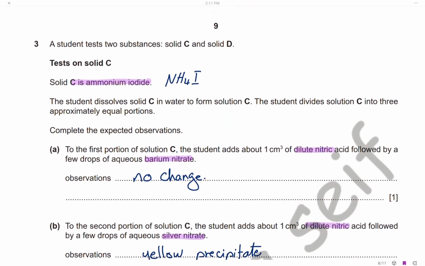A student tests two substances, which are solid C and solid D. Solid C is ammonium iodide. The student dissolves solid C in water to form solution C and then divides solution C into 3 approximately equal portions. To the first portion of solution C, the student adds 1 centimeter of dilute nitric acid followed by barium nitrate. We know that barium nitrate is used to test for the presence of sulfate ions, and here we have no sulfate, so the observation will be no change.